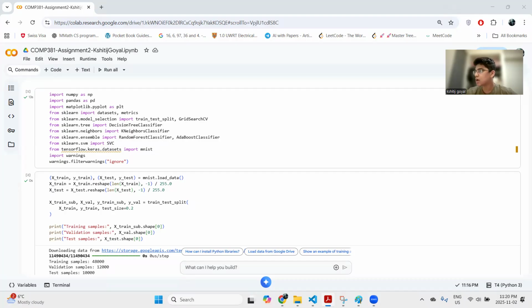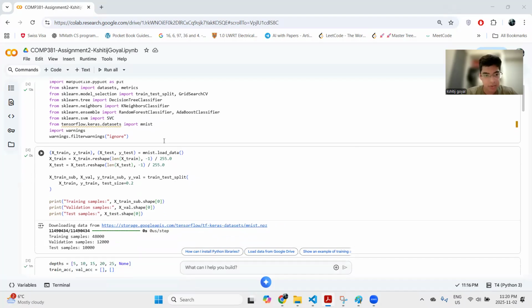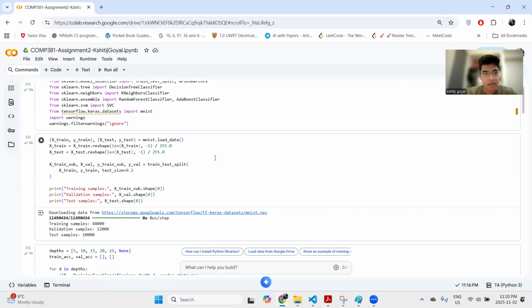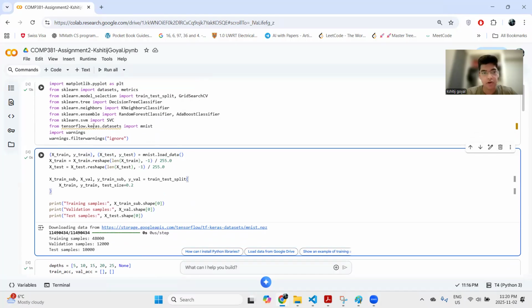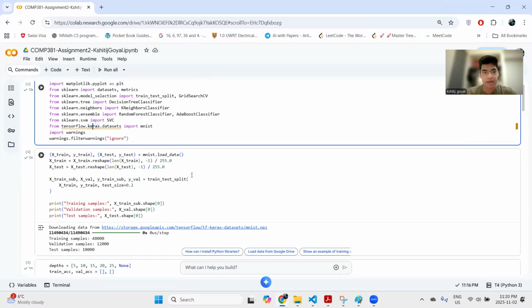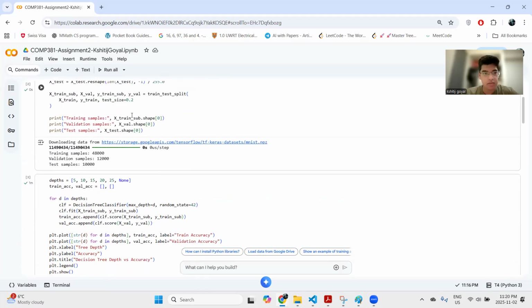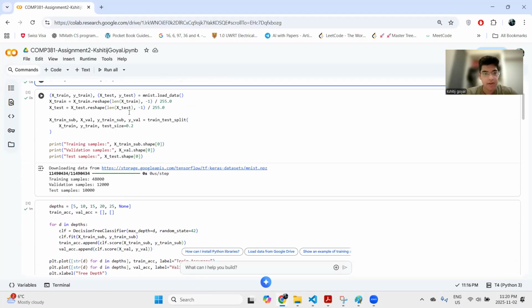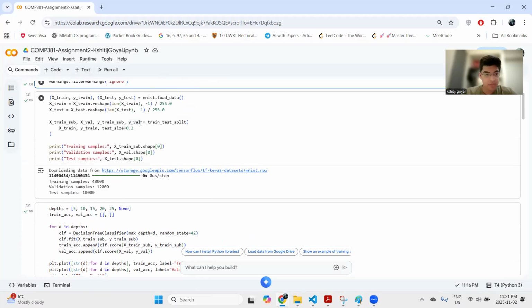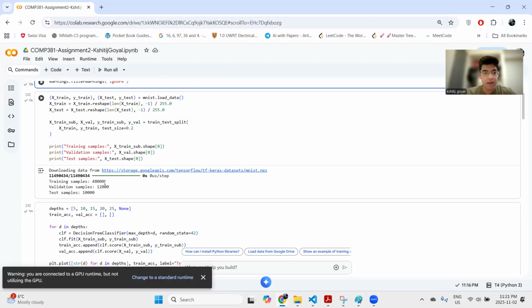So, the assignment asked us to work with the MNIST dataset, and that's what I'm doing here. I load the MNIST dataset using the TensorFlow Keras dataset. It's one of the most famous datasets, so it's easily accessible. I do an 80-20 split, 80% for training and 20% for test, and then in that training set I do another 80-20 split for training and validation. So this gives me 48,000 training samples, 12,000 validation, and 10,000 test samples.